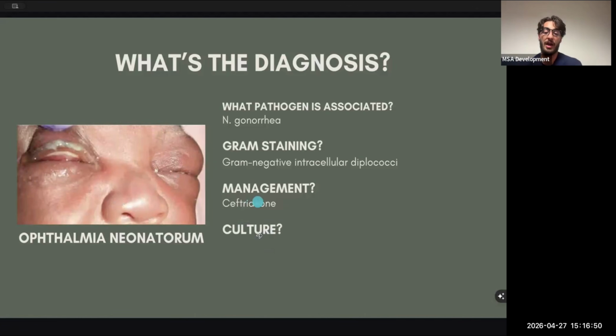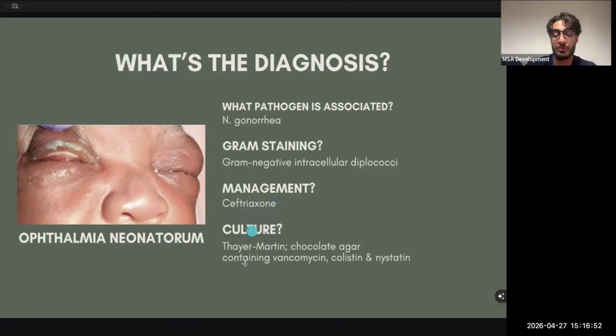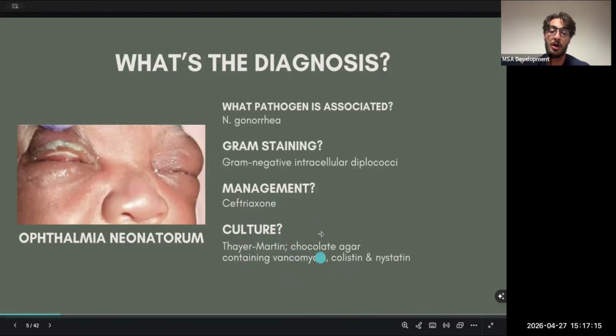And what is the culture? It's Thayer-Martin culture. This is a selective culture for Neisseria gonorrhea. And it's a chocolate agar, and chocolate agar basically means that it's a blood agar, but the red blood cells are lysed. This usually happens with intracellular pathogens that require nutrition from inside of the blood cells. You would culture them on a lysed blood agar or a chocolate agar.